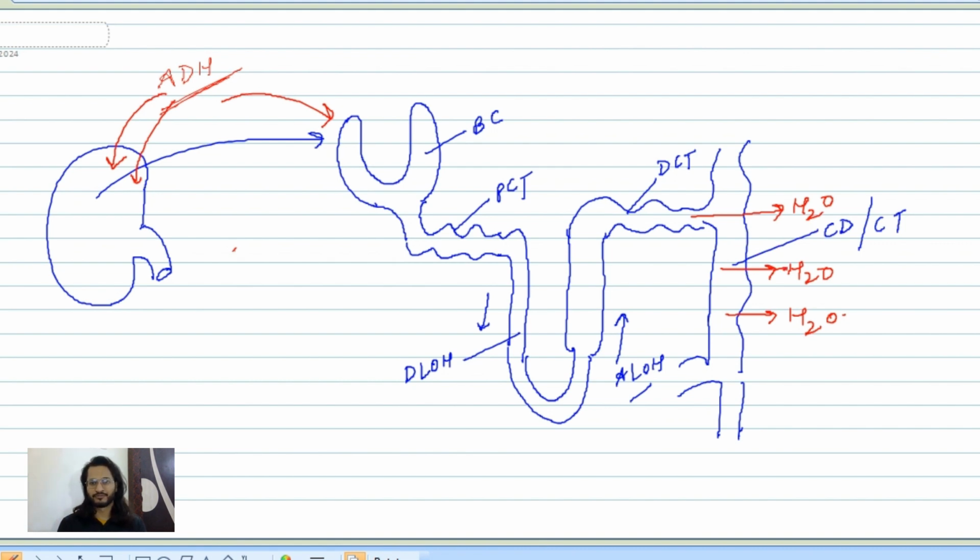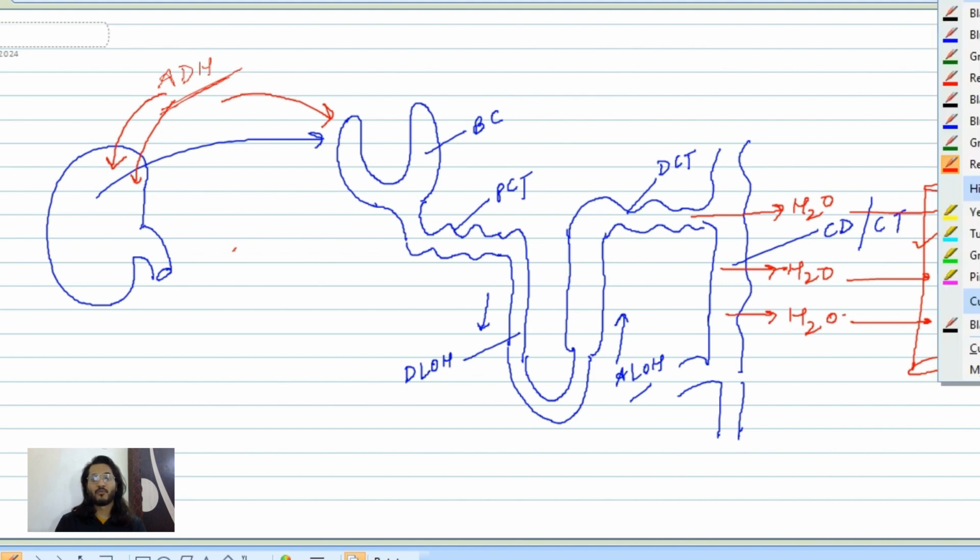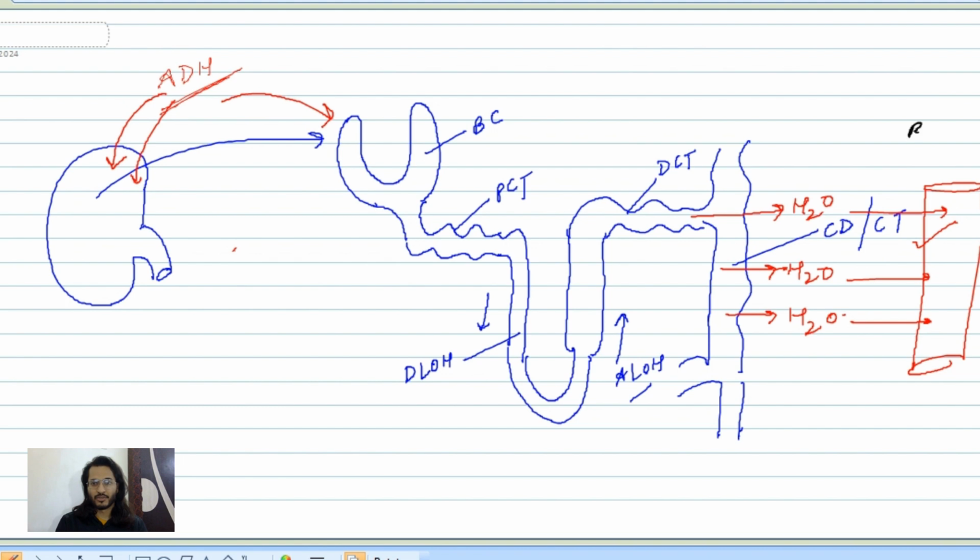Let me draw here. This is the water, and this is our circulatory system. Water is reabsorbed into our circulatory system, so our blood volume increases. ADH hormone is going to increase our blood volume, which means it prevents the loss of water from our body. We produce concentrated urine. Blood volume increases, this is the first point. When blood volume increases, our blood pressure also increases. When blood pressure increases, our GFR, glomerular filtration rate, also increases.